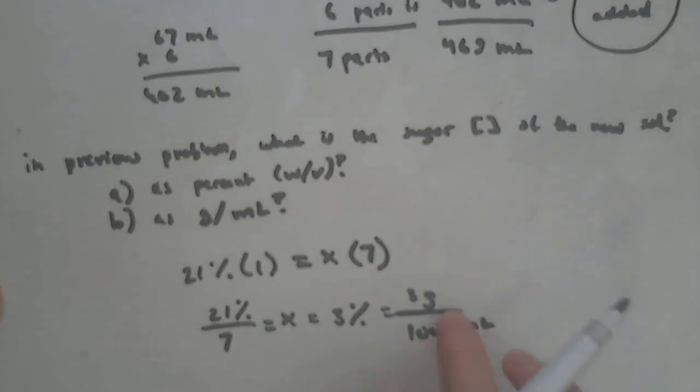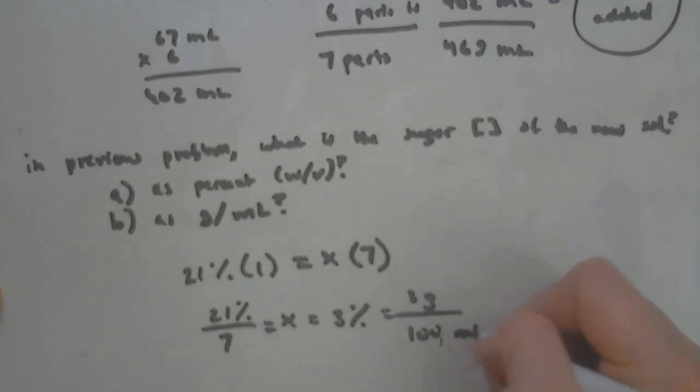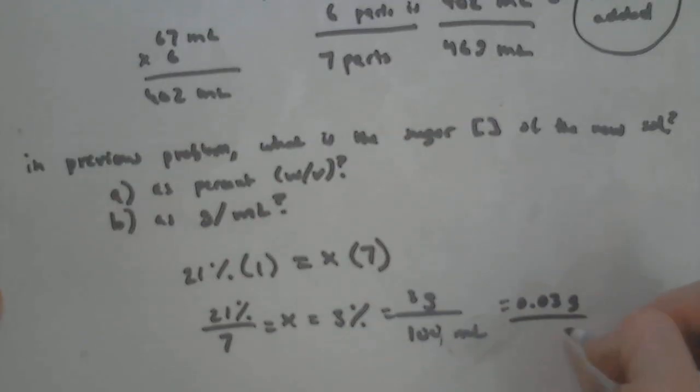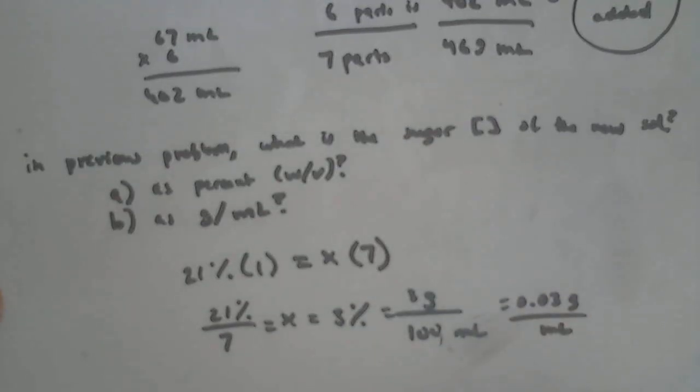Sorry, 100, my bad. 100 milliliters. Or 0.03 grams all over milliliter. That's just different ways to say the same thing.